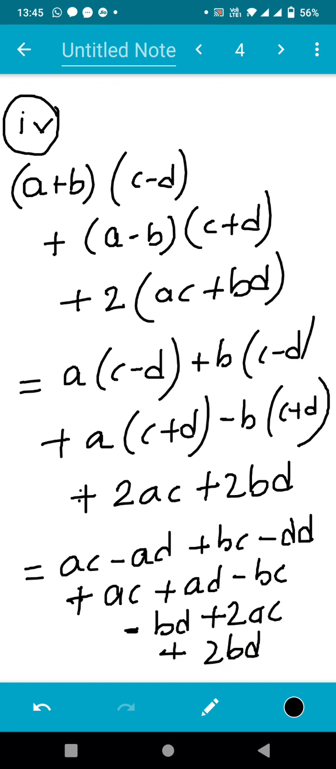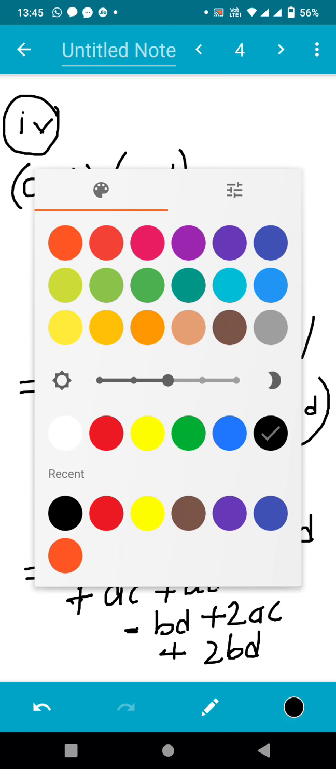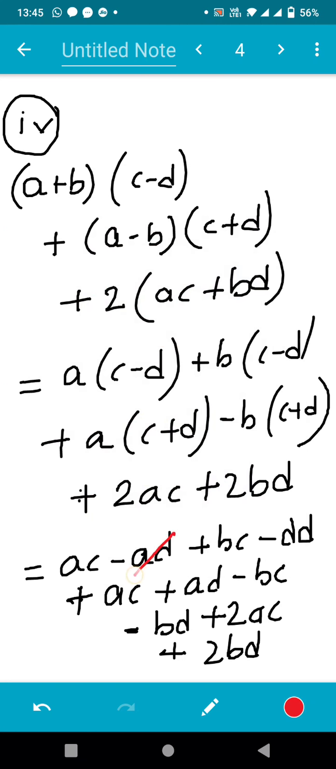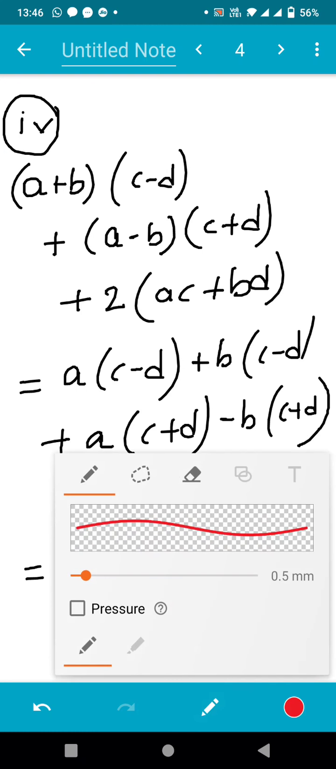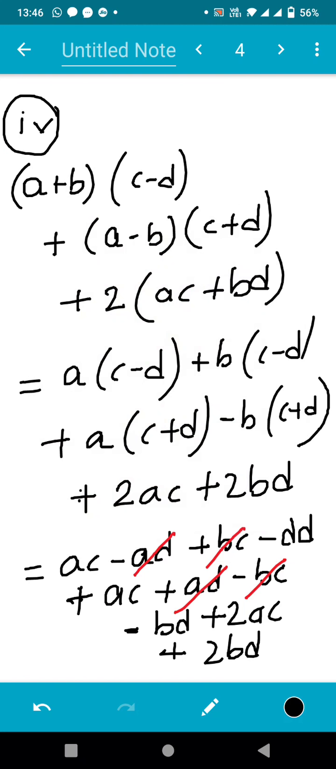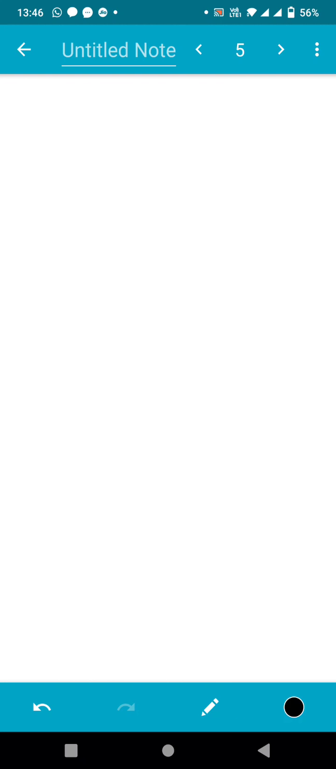Okay, now we see that there are lots of like terms, but there's one particular term which will be cancelled, that is minus ad and plus ad. Minus ad plus ad is 0, so we have cancelled these two terms. Now in the next step we'll try to keep the ac variables together, and one more variable could be cancelled, that is bc and bc. So we'll keep the ac terms together and bd terms together in our next step.